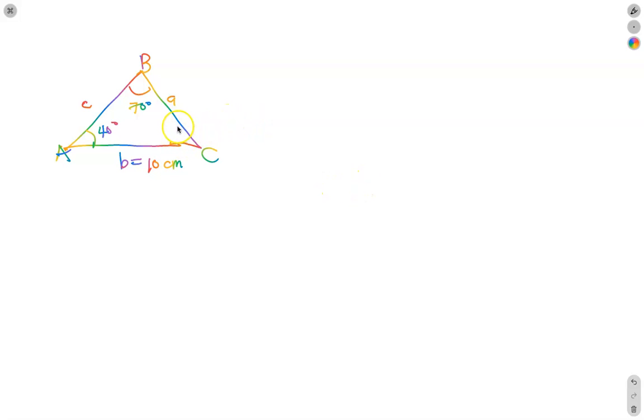Now angle C is easier to solve for. Remember that all the measures of the angles of the triangle sum up to 180 degrees. So 180 minus (70 plus 40) degrees is equal to 70 degrees. Therefore, the measure of angle C is equal to 70 degrees.